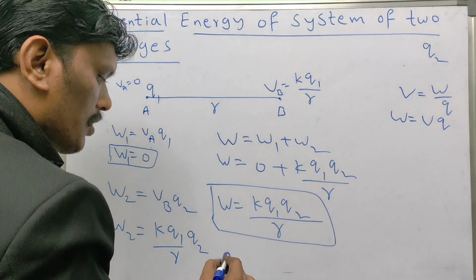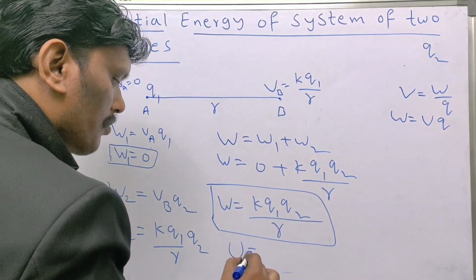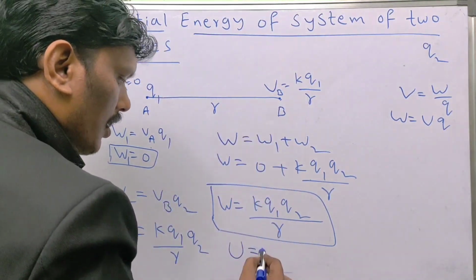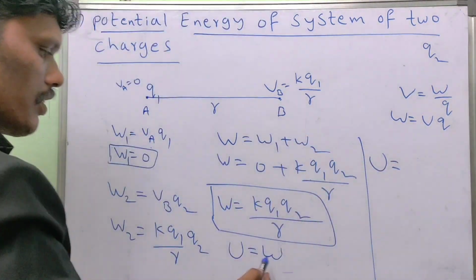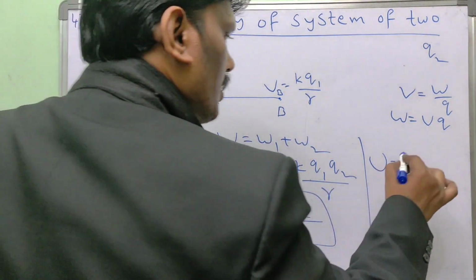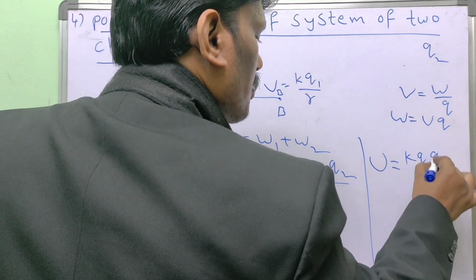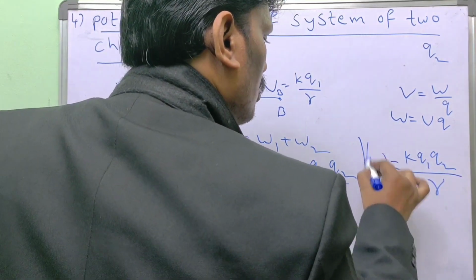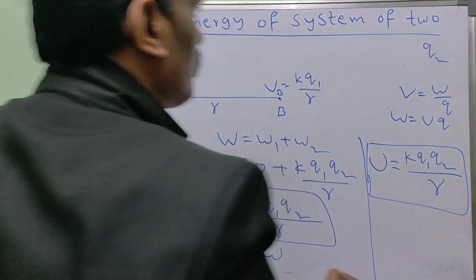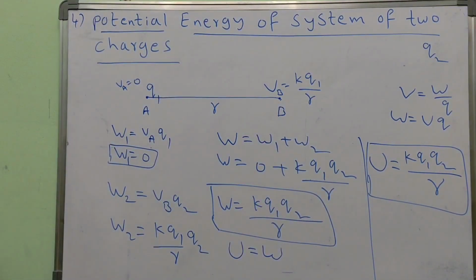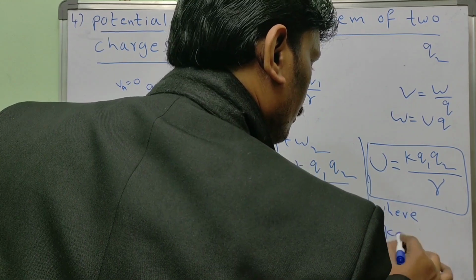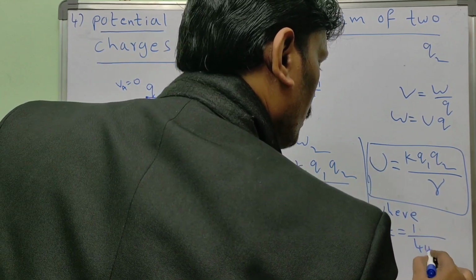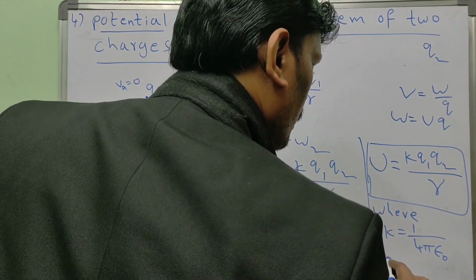That's why how much potential energy is stored in the system? Equivalent to this work done. Then what is the potential energy of the system? Equivalent to work done, I said, no. That's why K times Q1 Q2 by R. So this is the potential energy of the system of two charges, my dear students, where K is equal to 1 upon 4 pi epsilon naught. Hence proved.